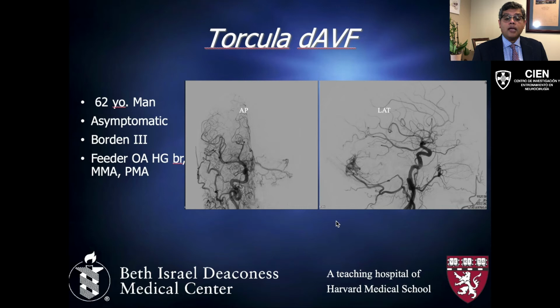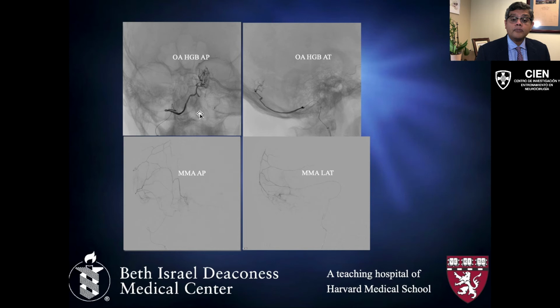This is again a similar patient with the fistula in the torcular area, supplied by the occipital artery, hypoglossal branch. There's a middle meningeal artery and the posterior meningeal artery. Now, you do see this is the occipital artery here, and you can see the hypoglossal branch going up and then back into the fistula. And you see most of the venous drainage appears again to the contralateral hemisphere here. See, this was the initial attempt. We went into that occipital artery branch, which was going into the hypoglossal area, and embolized it with onyx.